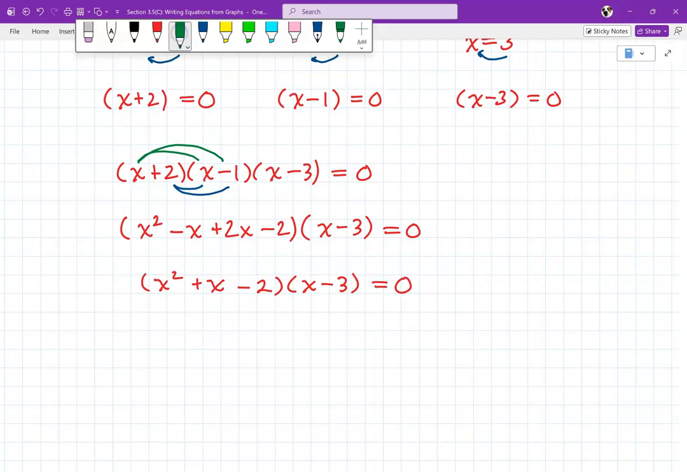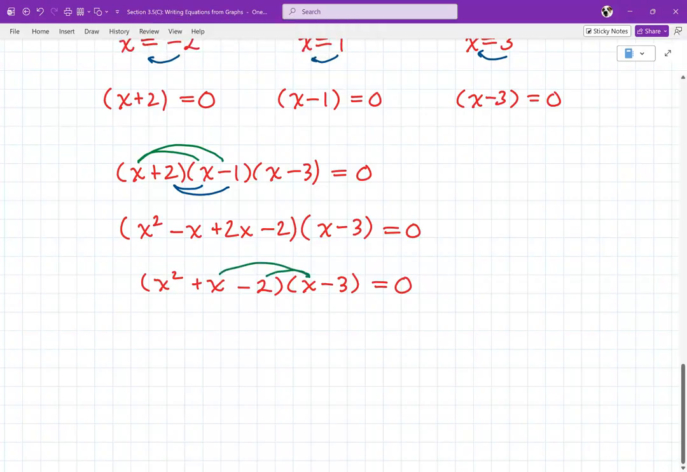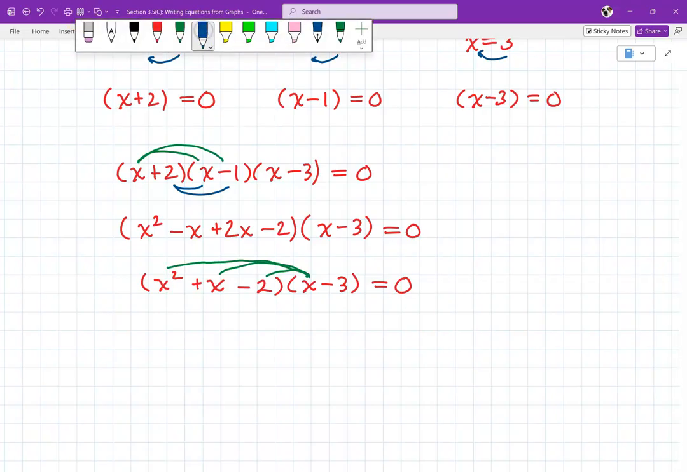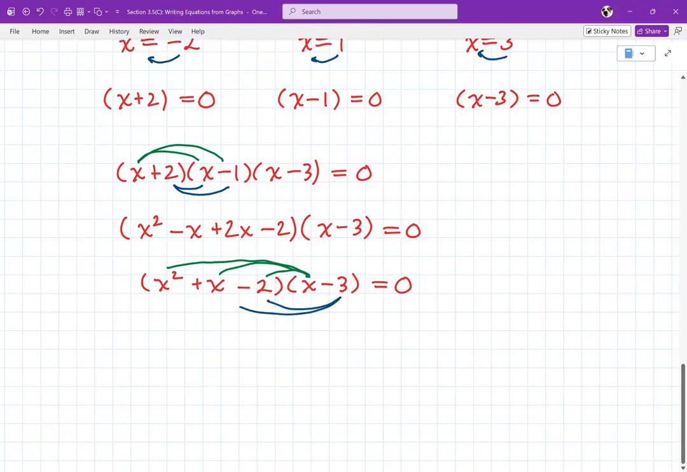So I'm going to go x times those 3 first. And then I'll multiply the -3 times those. And then I just got to fix them and I'm done. I've got to combine them. So here we go. x times x squared, that's x cubed. X times x, x squared. X times -2, that's -2x.